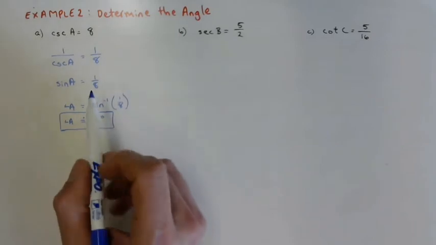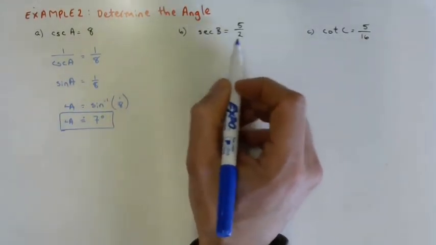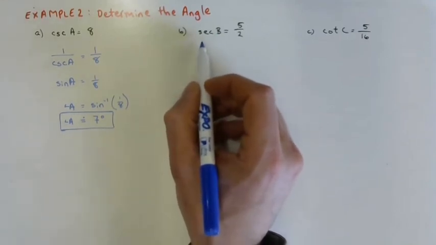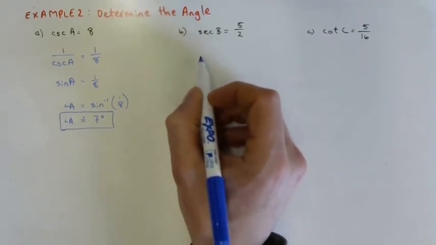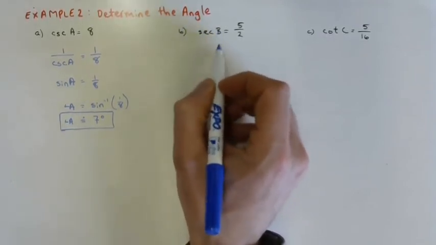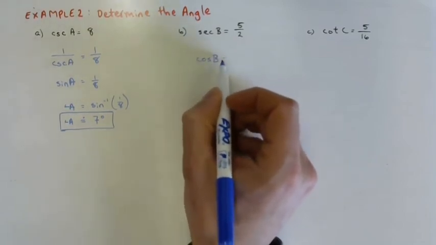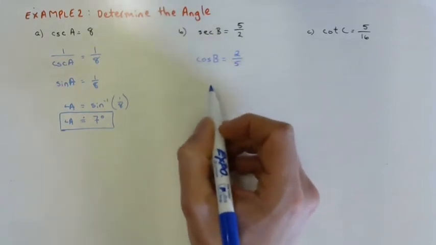All right, so there I showed a whole bunch of extra steps just to make sure you trusted me. We're not going to do that anymore. We're going to do this a little more quickly. What's the reciprocal ratio for secant? Cosine. So the cosine of B is the reciprocal of 5/2, which is 2/5. We've taken the reciprocal of both sides.